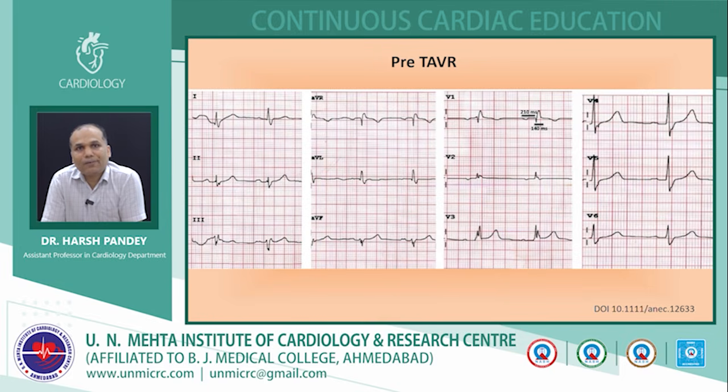So this is one example. This is a pre-TAVR ECG of a patient who underwent TAVR. Pre-TAVR implantation, the patient has right bundle branch block, prolonged PR interval, and leftward axis deviation. So with RBBB, prolonged PR, and leftward axis deviation, the patient likely has left anterior hemiblock and right bundle branch block.